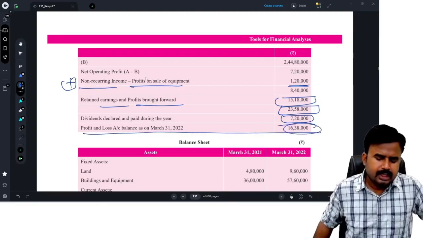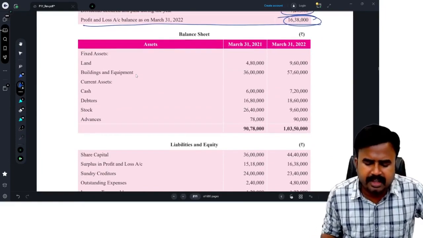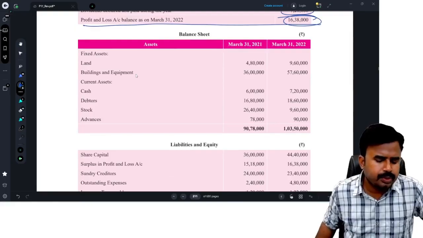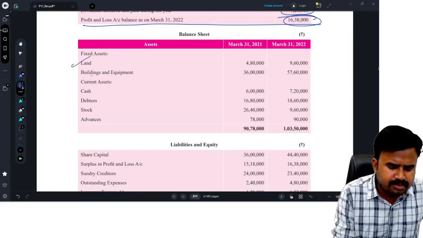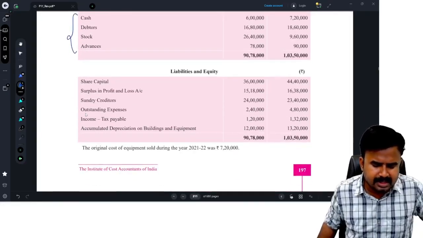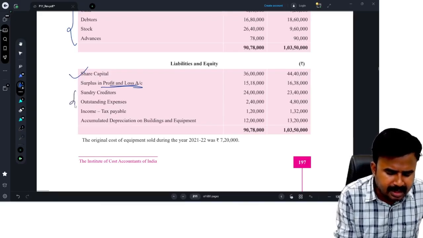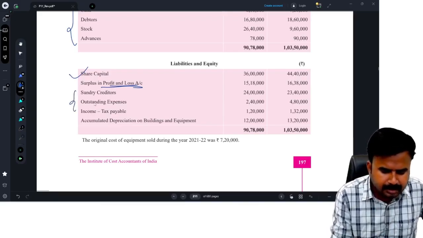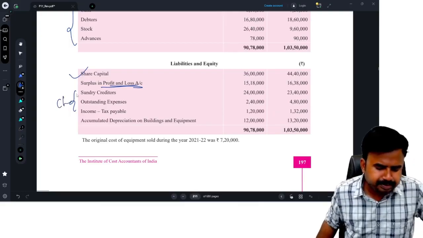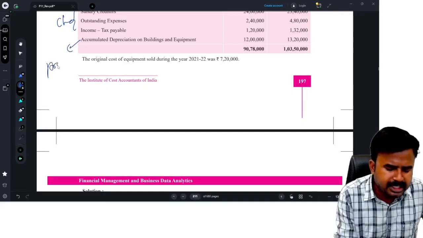Balance sheets, opening and closing, 31st March 21 and 31st March 22. In fixed assets we have land, buildings and equipment, and also current assets: cash, debtors, stock and advances. Liabilities and equity: share capital, surplus in profit and loss account, credit balance, sundry creditors, other expenses, income tax payable. These are all current liabilities. Accumulated depreciation on building and equipment is the provision for depreciation.